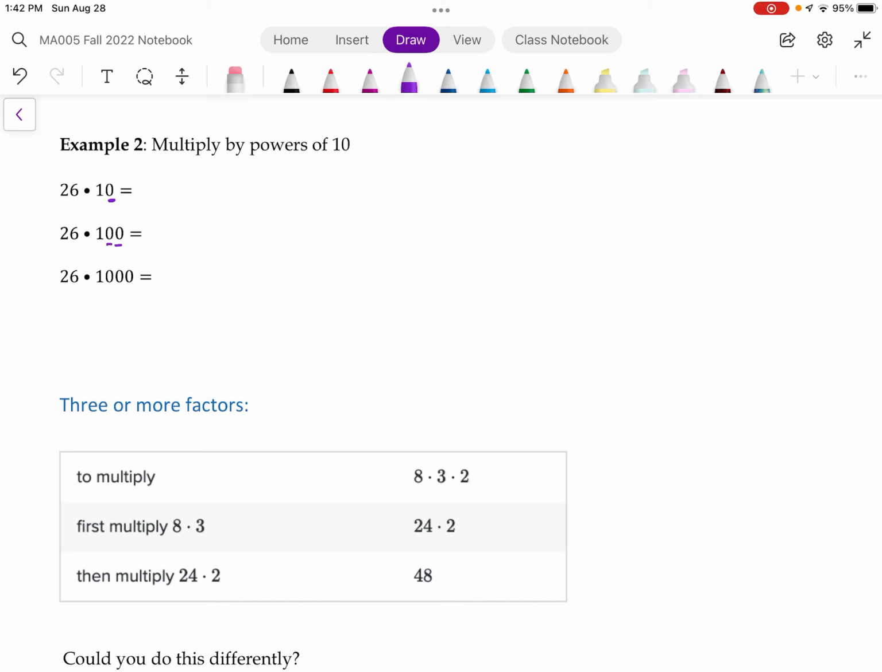When you're multiplying whole numbers, you can basically just tack on a 0. So that makes that a lot easier. If there are decimals in the number, though, if it's not a whole number, you have to think about moving the decimal place.